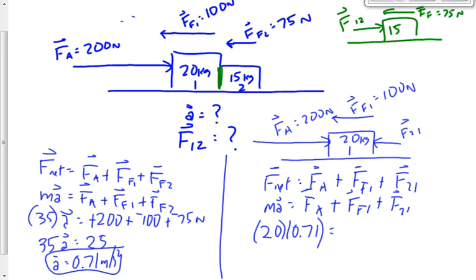The applied force is 200 newtons here. It's positive. FF1 is negative 100. Plus F21. 20 times 0.71 is going to give me 14.2. 200 plus negative 100 is 100.